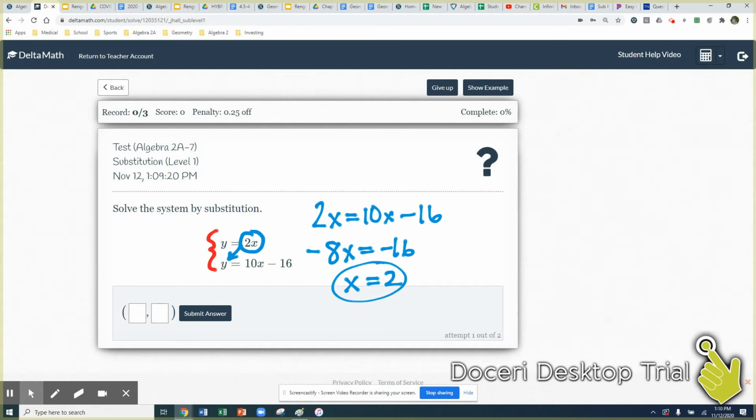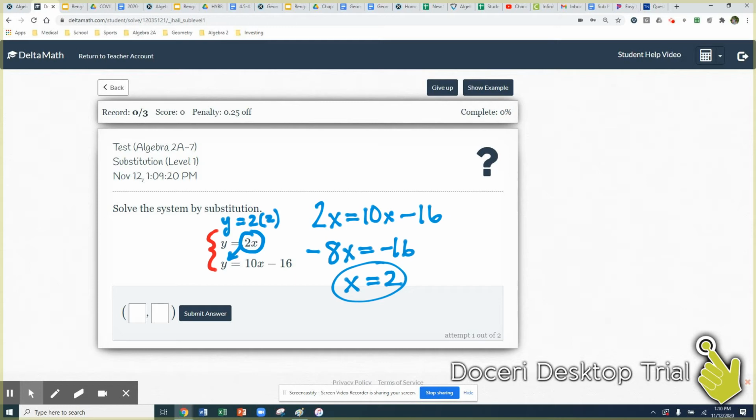So now I've got my x variable. Now we're going to do a second substitution. Since y is equal to 2x, we're going to put 2 in for x. So this would be now y is equal to 2 times 2. What is y going to equal? 4. So we got our two answers.